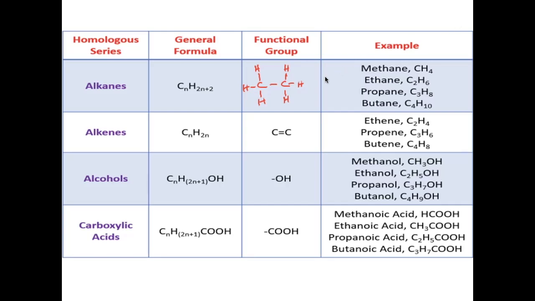If we're to do propane, then we would draw 3 carbons and dress them up in a similar manner. And if we were to draw butane, all we're doing each time is increasing by a CH2 group. So for butane, we just need to add another CH2. Pentane, we add another CH2.